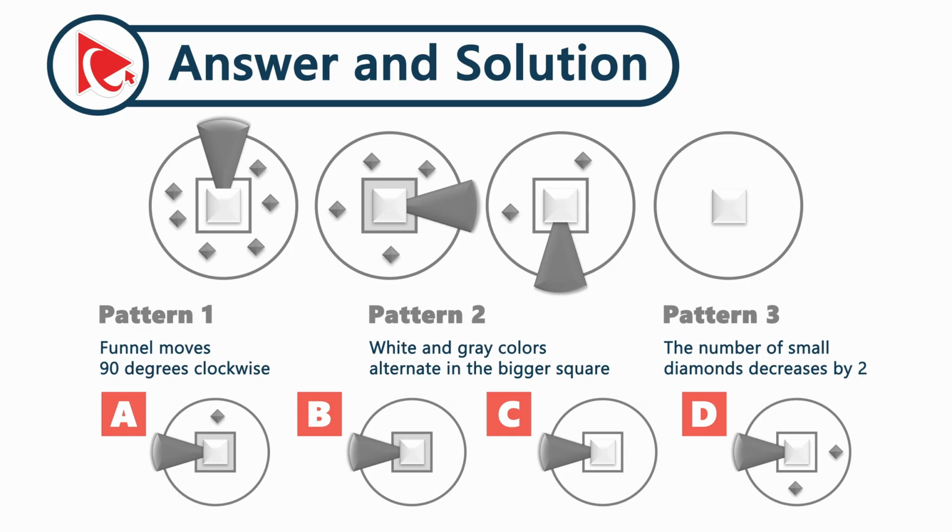In target shape, the funnel should point at 9 o'clock position. The large square should have a darker background, and there should be no small diamonds in the large circle. Based on this logic, the correct answer here is choice B.